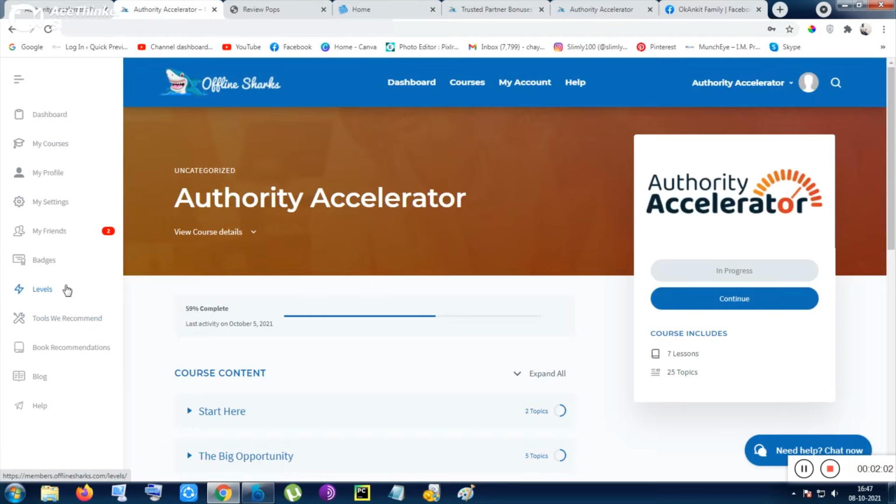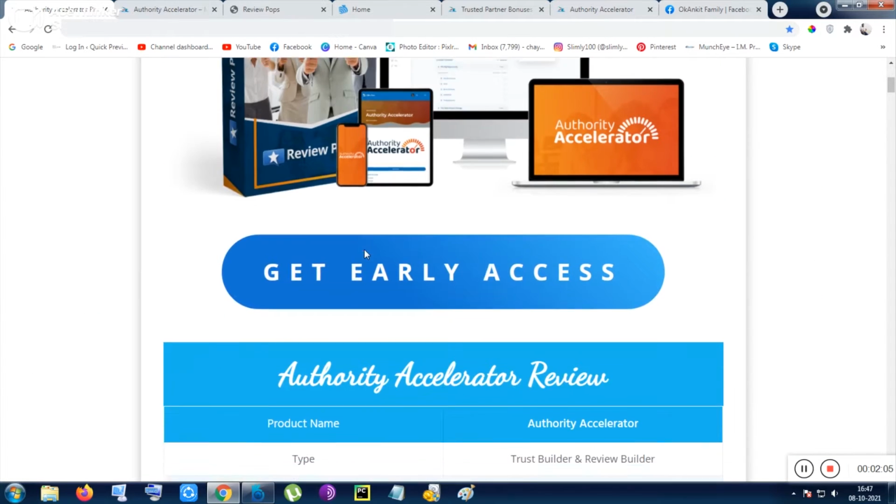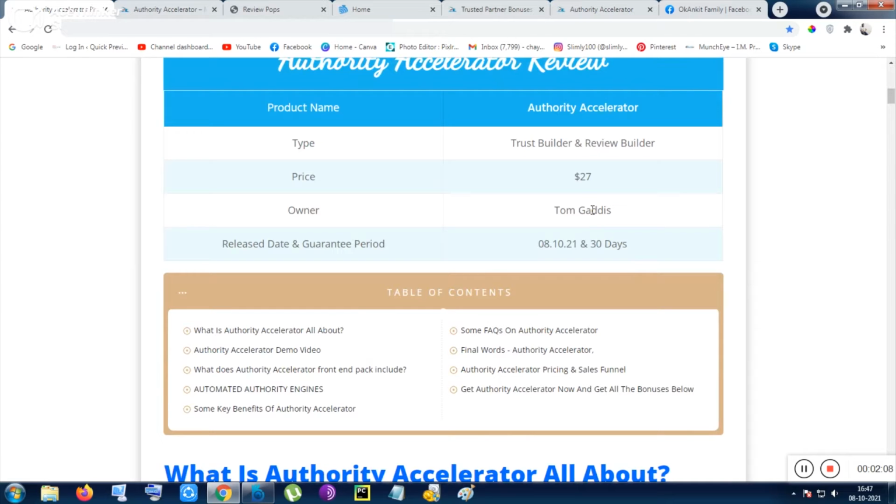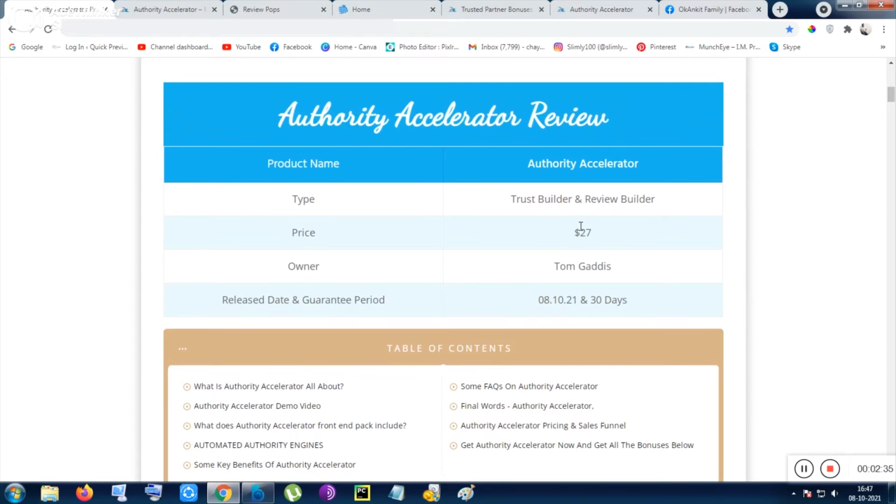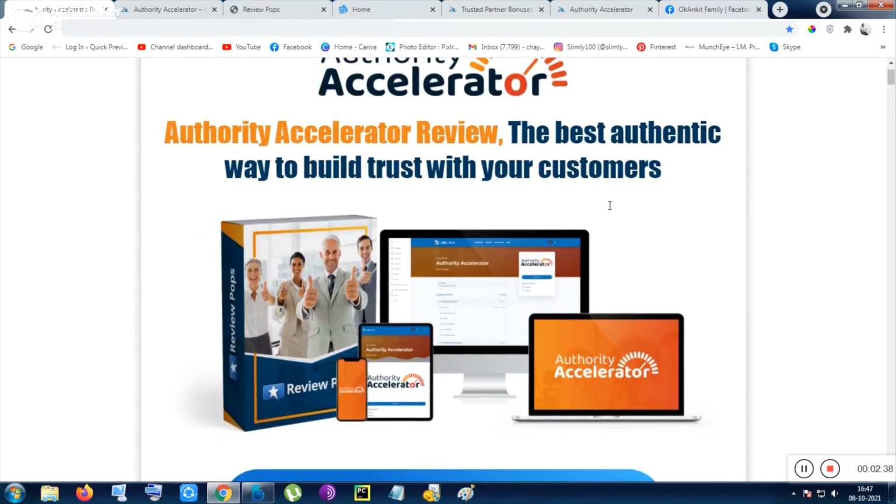Also the guy who is behind this product, Tom Gaddis, is a very reputed owner, and his launches are very successful, and he has good trust with his customers. He is very reputed for selling good products and providing good services. And you are also backed by a 30 day money back guarantee, and this product is launching on 8th of November '21. It is a trust building and review builder app.